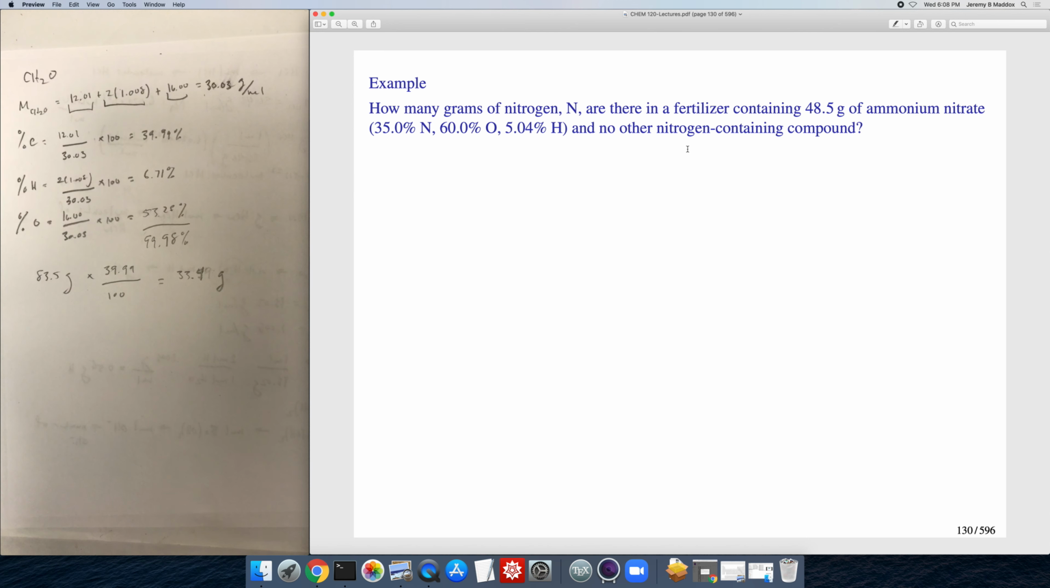This problem is identical to the last one, only it goes along with the ammonium nitrate. So if you use these percentages, you then take the percentage of nitrogen, multiply it by the total amount of compound that you have, and then divide that by 100.